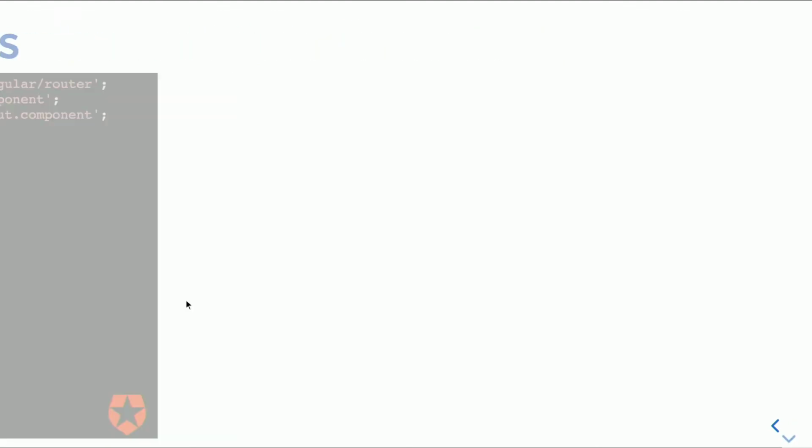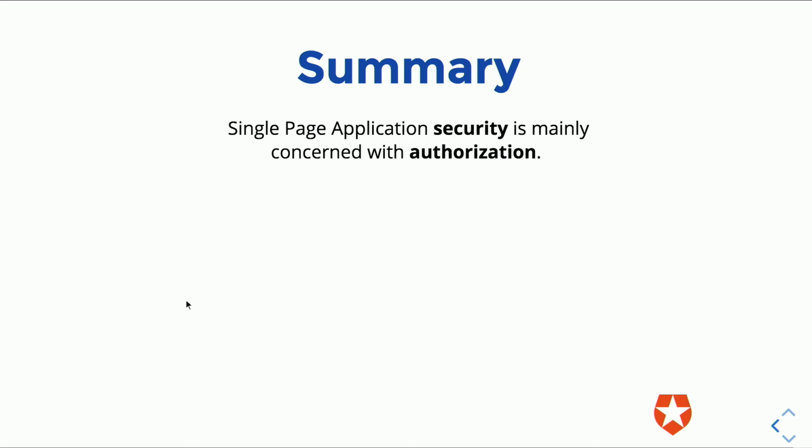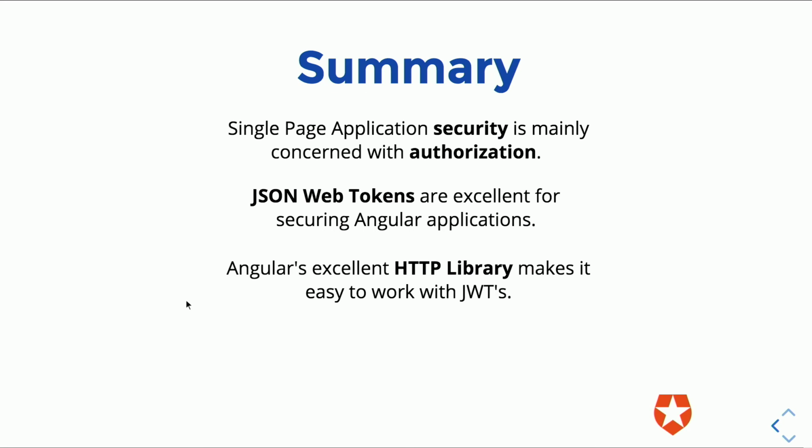And to summarize, single page application security and Angular application security is mainly concerned with authorization, because we're never going to be able to store private data in the browser and ensure that it's private. We just want to make sure to see if our Angular application has the permission to talk to a backend server. And the way that we do that is with JSON Web Tokens. And JSON Web Tokens are an excellent option for securing Angular applications. And Angular's excellent HTTP library, HTTP interceptors, and route guards make it very easy to work with JSON Web Tokens and implement them in your applications.